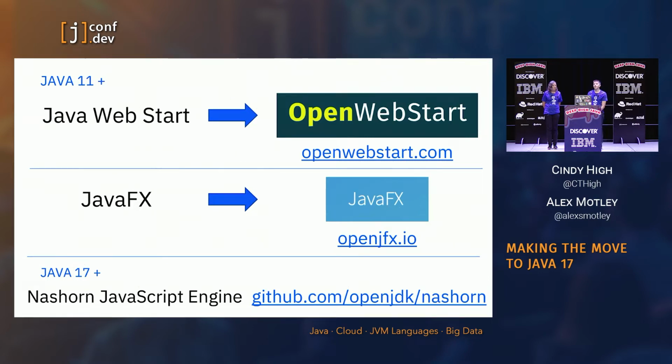And then in Java 17, the Nashorn JavaScript engine was removed. That was added in Java 8, so I don't know that it necessarily had a ton of users, but if it is something that you were using, it's publicly available on GitHub, and it will work with Java 17, so you can supply that in your application.